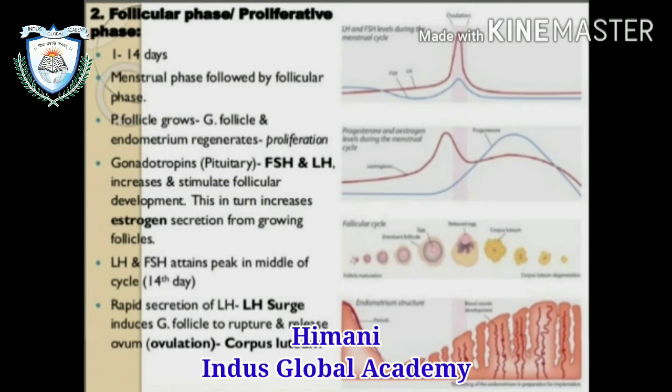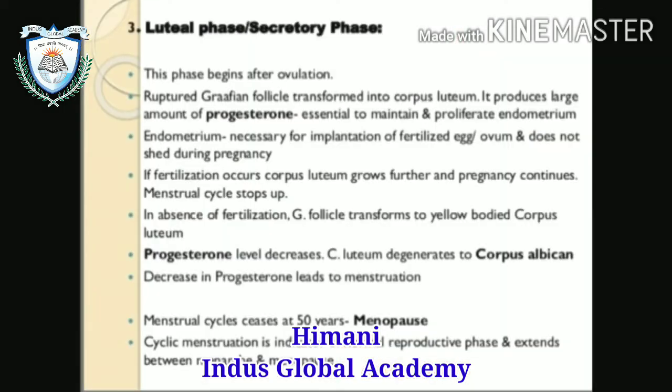Gonadotrophin is released from the pituitary, and that releases FSH and LH, which increase and stimulate follicular development. This in turn increases estrogen secretion from the growing follicles. LH and FSH attain peak in the middle of the cycle, that is the 14th day. Rapid secretion of LH, that LH surge, induces the graafian follicle to rupture and release the ovum, which is known as ovulation.